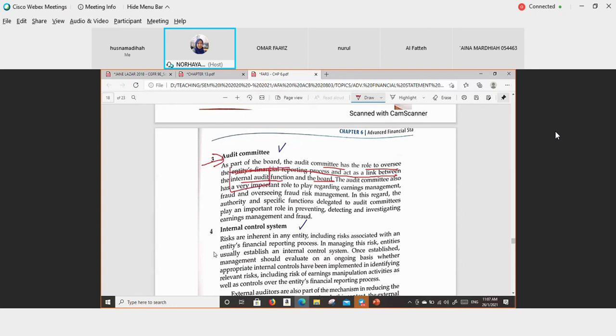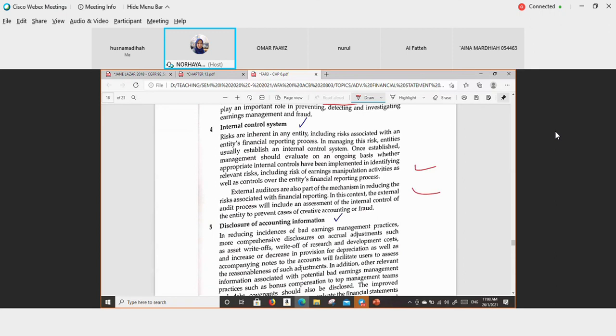Okay, internal audit means the auditing is carried out within the company itself before going to the external auditing. The audit committee also plays a very important role regarding earnings management, so they can limit the practice. Fraud, overseeing the fraud, risk management, etc. The audit committee must function. Internal control system is the same, you can read. You have studied audit already, right?